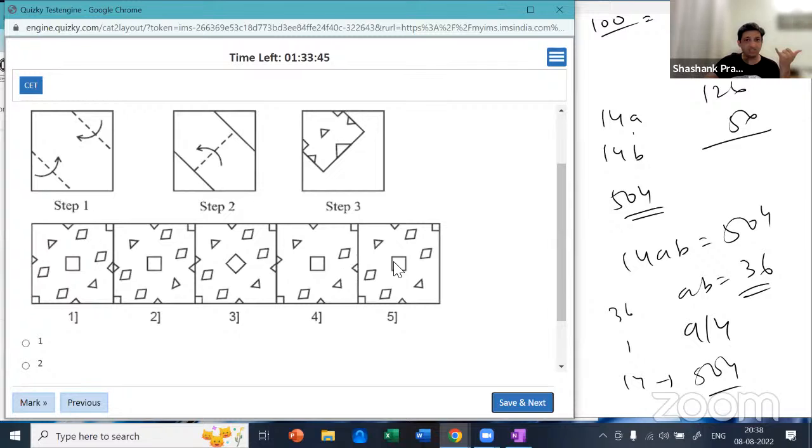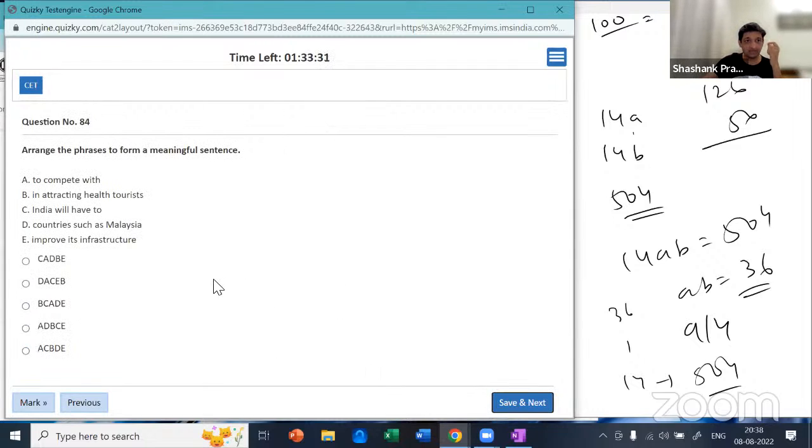Okay, so the issue is with something else. What is that something else? This small triangle that is present at the corner. Okay, so this is present at the corner. So there will be small triangles, so 1 is the answer. I think 1 is the answer.